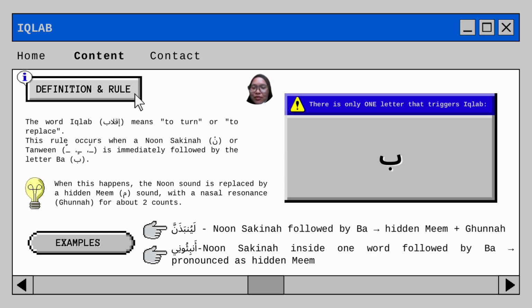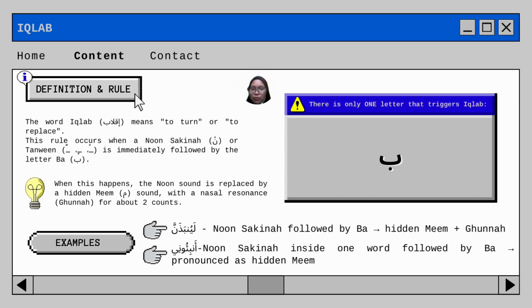Assalamualaikum warahmatullahi wabarakatuh. My name is Nabila and I'll be explaining the fourth tajwid rule, which is IQLAB. So IQLAB here means to turn or to replace. This rule happens when a nun sakinah or a tanween is followed by the letter ba. When this occurs, the nun sound is not pronounced normally. Instead, it is replaced by a hidden meem sound, with a nasal resonance called a gunnah, lasting about 2 counts. There is only one letter that triggers iqlab, and that is ba.